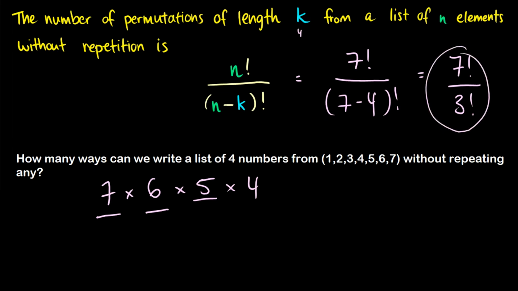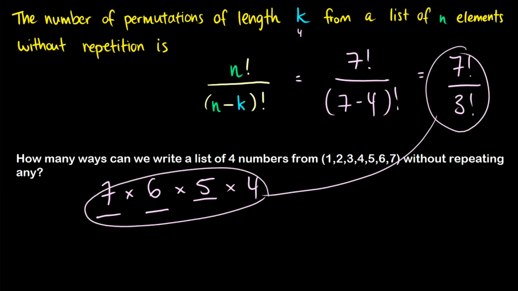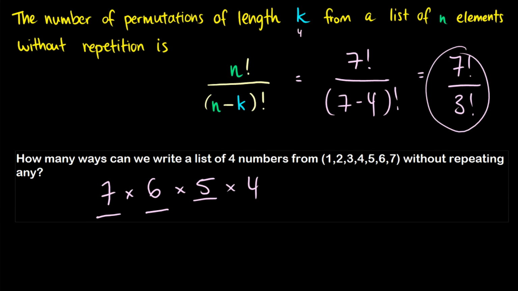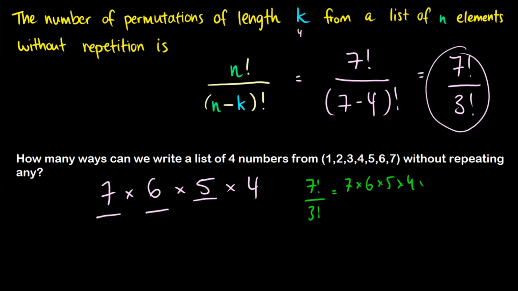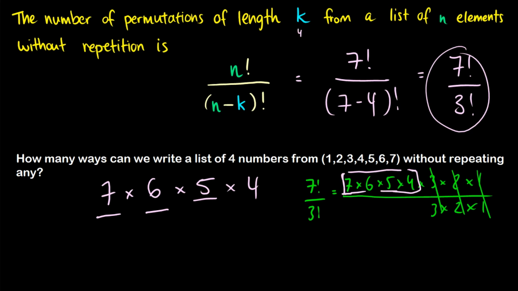So how are these two equivalent? Well, let's take a look at the math. What is 7 factorial over 3 factorial? If we expand this out, this is 7 times 6 times 5 times 4 times 3 times 2 times 1. Okay, 3 factorial is 3 times 2 times 1. Now, these all cancel. So what we're left with on the top is 7 times 6 times 5 times 4, which is exactly what we have on the left side.